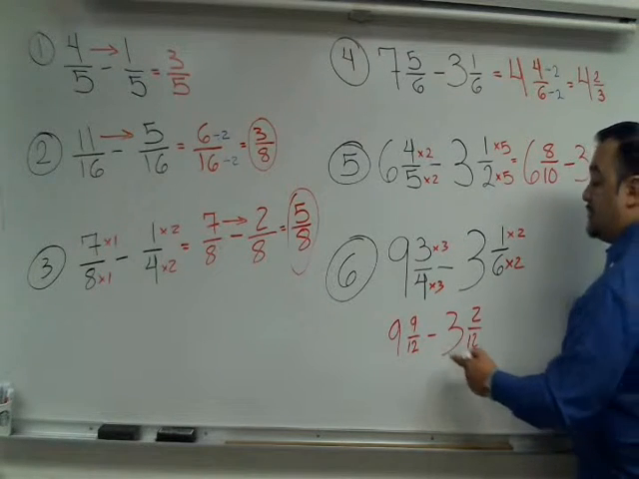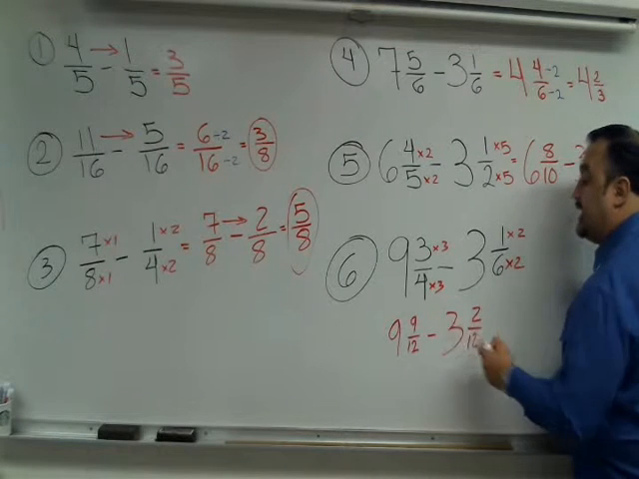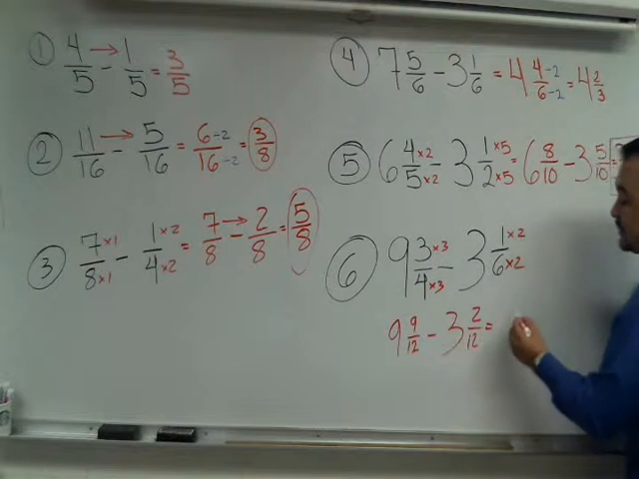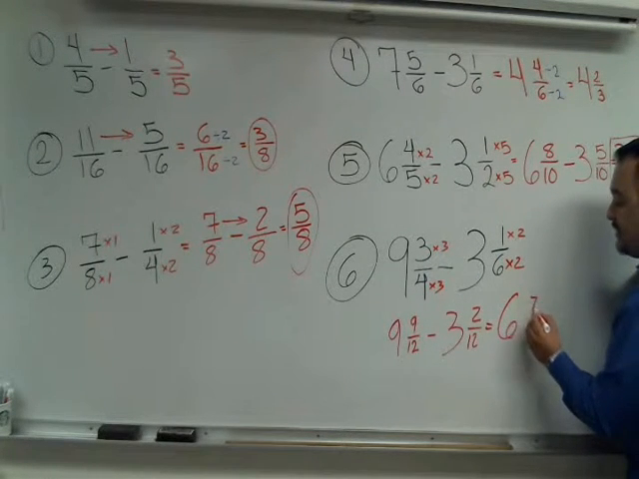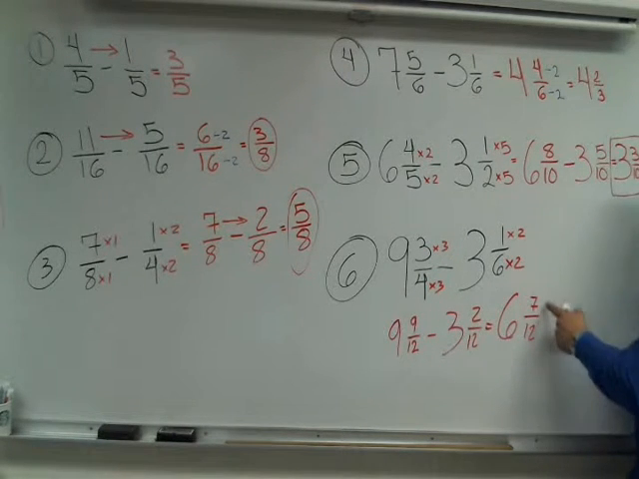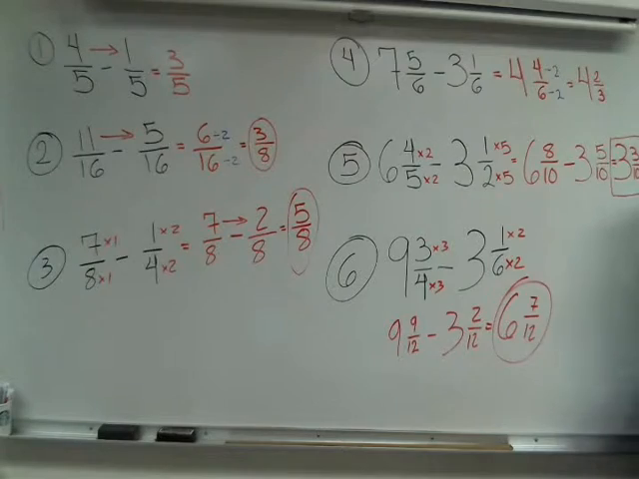We look at our numbers. Can I subtract 3 from 9? Yes, I can. Can I subtract 2 from 9? Yes, I can. So I go ahead and subtract. 9 minus 3 equals 6. 9 minus 2 equals 7. And 12 stays the same. Because there is no common number between 7 and 12, that's my final answer, 6 and 7/12.